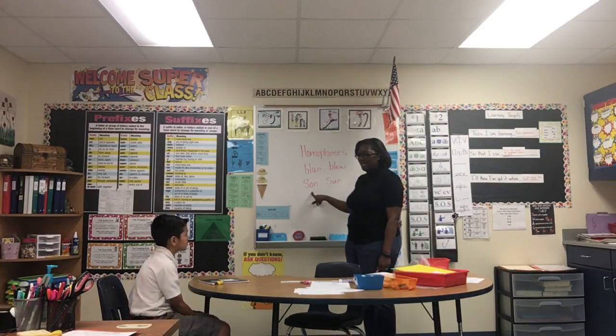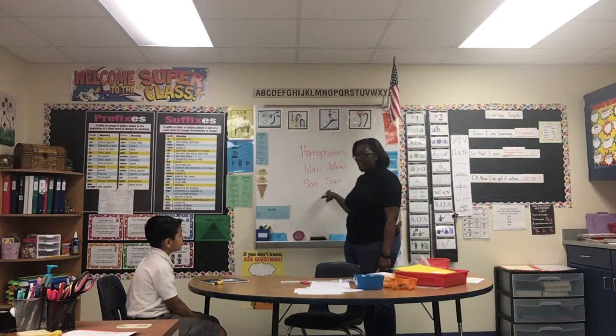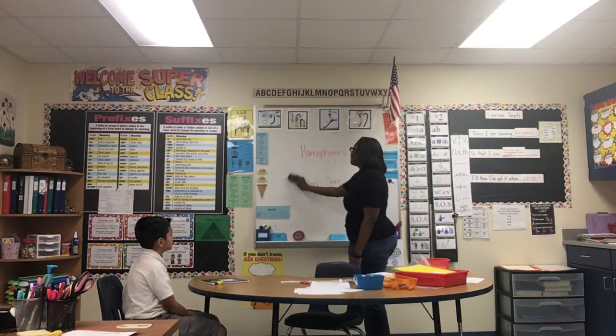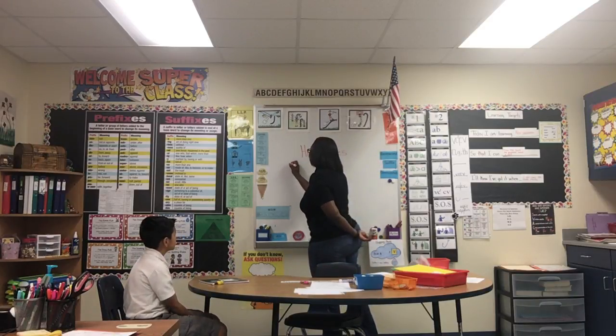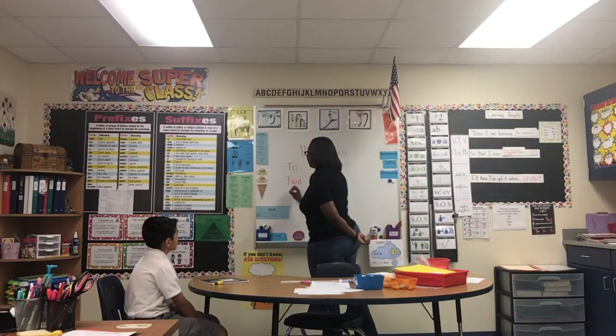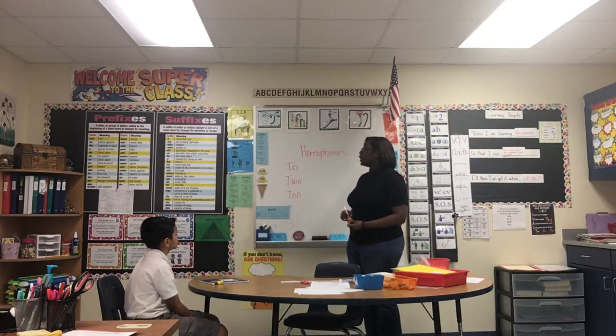What about sun and son? S-O-N son would be a son, like a boy, and S-U-N sun would be a sun like in the sky. Good. But we're going to work on the homophones T-O, T-W-O, and T-O-O. What do those say? Two, two, and two. That's what we're going to work on today with writing.